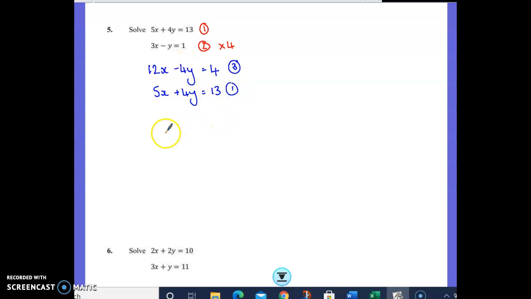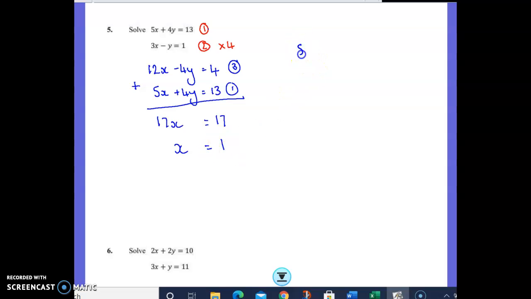So I've got a minus 4y and a plus 4y. I've got different signs, so I'm going to add them together. Adding then, 12x add 5x is 17x, minus 4y plus 4y, they cancel out. 13 add 4 gives me 17. 17x is 17, and x equals 1.